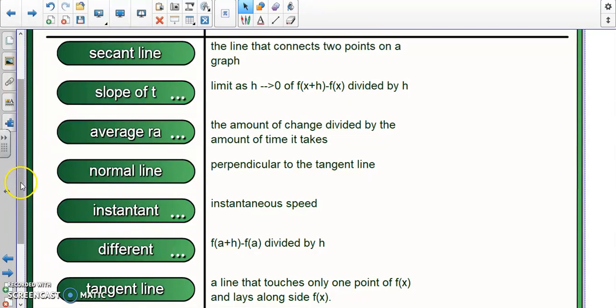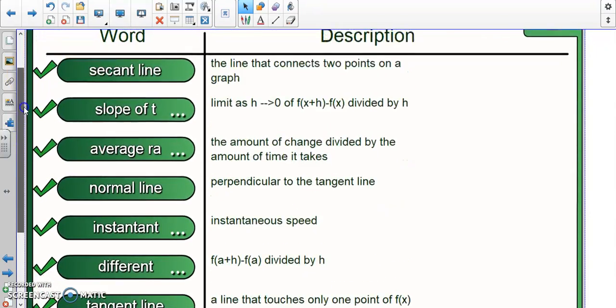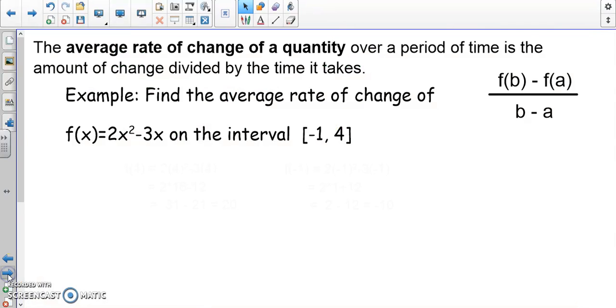So in class, one person from each group came up and matched them, and then we checked to see if we got it right. And hopefully we did. Yay, we did it. All right, so let's take a look. We have a couple examples here.